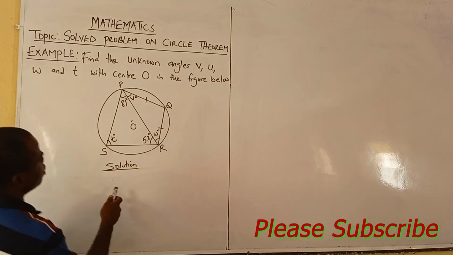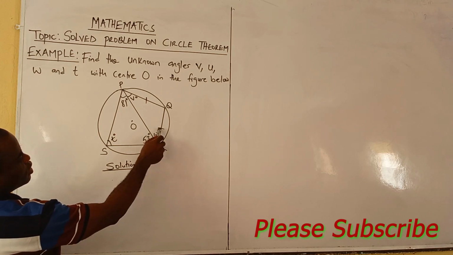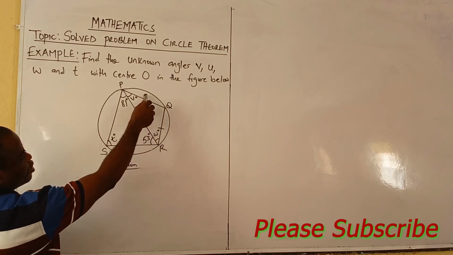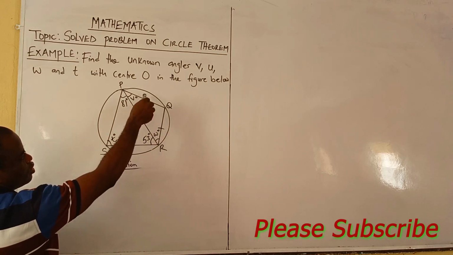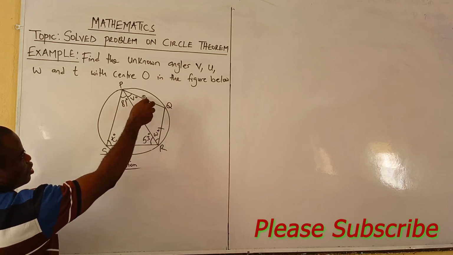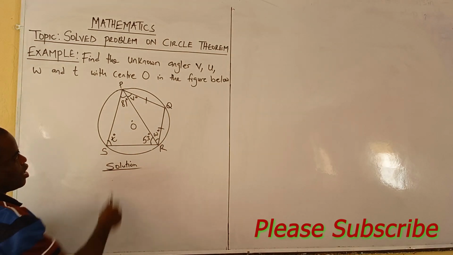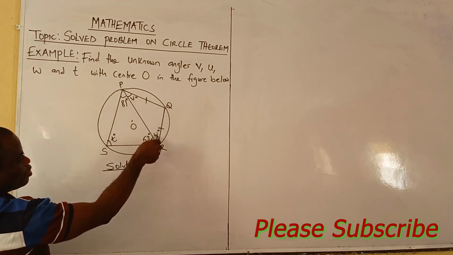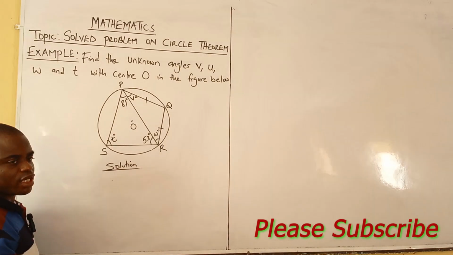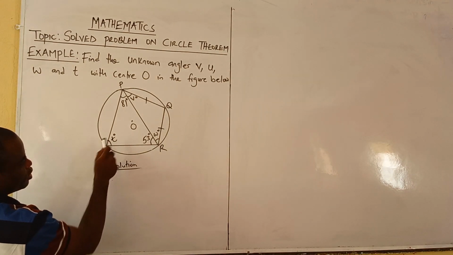Now let's see what's on the board. You can see this is the center of the circle O. This is an isosceles triangle. When you see three lines, 1, 2, 3, and two of the lines are equal, that is an isosceles triangle. And when two lines are equal, the base angles of that isosceles triangle are equal. Now let's solve this angle T first.